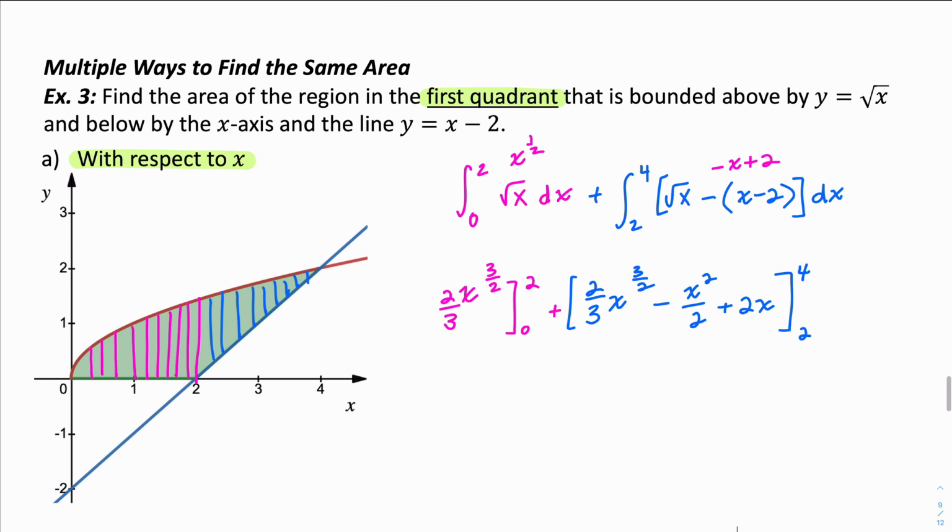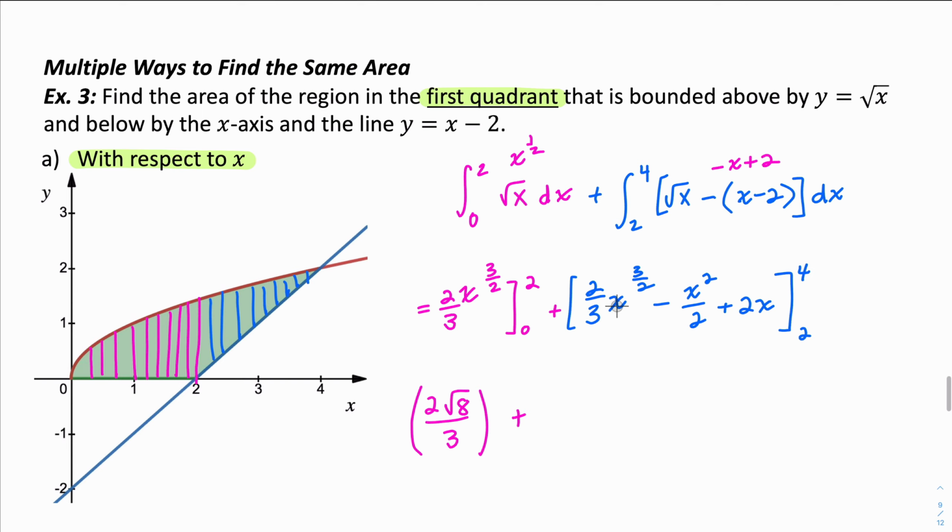All right, so let's go ahead and evaluate this. Plugging in 2, 2 cubed is 8, and the square root of 8, so we have 2 square root of 8 over 3. Plugging in 0, that whole thing is going to be 0. So that's our first value. It's 2 square root 8 over 3. That's the area between 0 and 2. And then we're going to add to this.